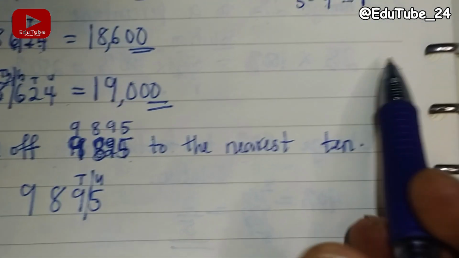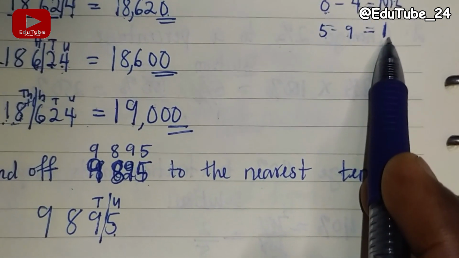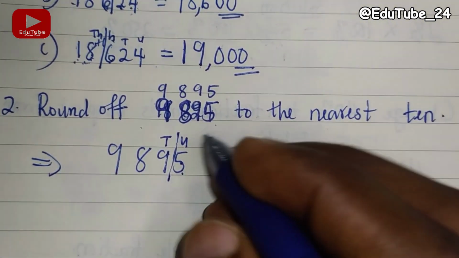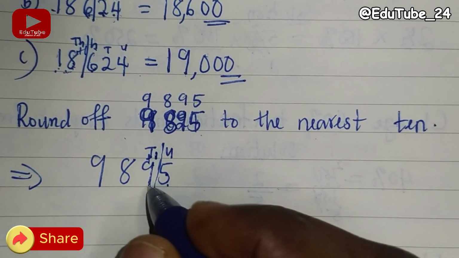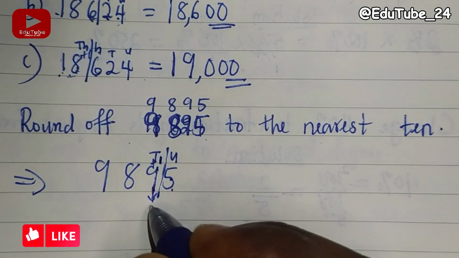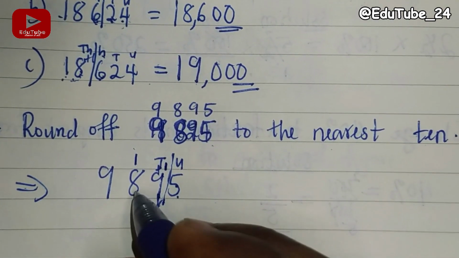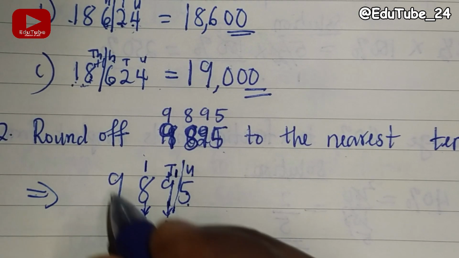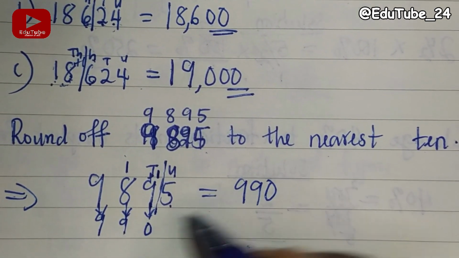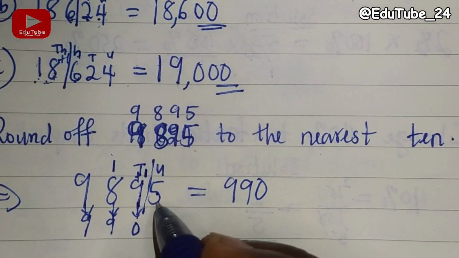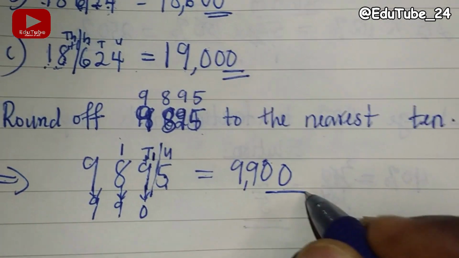And considering the principle, 5 to 9 will be rounded up to 1. So meaning that this 5 will give out 1 to this 9. So we add the 1 to this 9, and this 9 becomes 10. So instead of writing 10, we write 0, and then we carry 1 to the next number, which is this 8. So this 8 becomes 9. And then we have this 9 itself. So we have 990. Don't forget, the nearest to tens is this unit, and the unit automatically turns to 0. So our answer is 9,900.